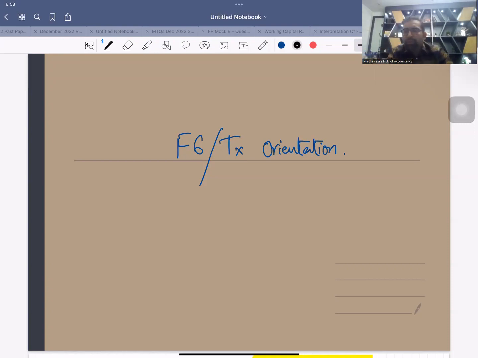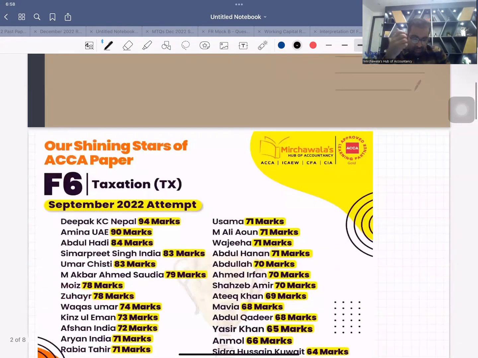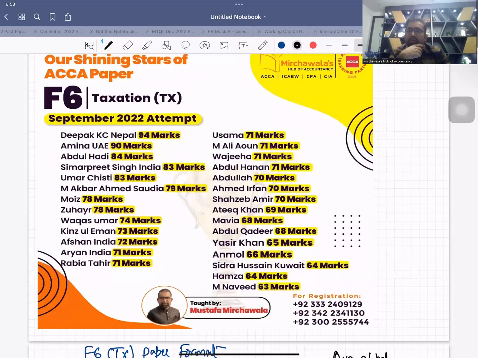Our institute, Mirchawala's Hub of Accountancy, offers all papers of ACCA, ICW, CFA. We offer all these qualifications, right? Just for your motivation, let me share some of our results, because there are many students who scored not only nationwide but also worldwide positions, right? These are a few of our recent high scorers of F6, and in this list there are some students who scored positions, right? Now when they can produce such good results, you can also do it, right?